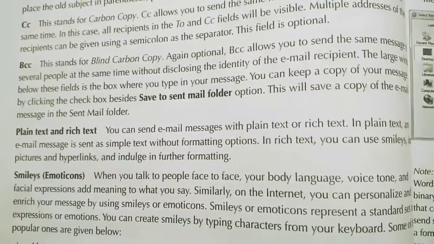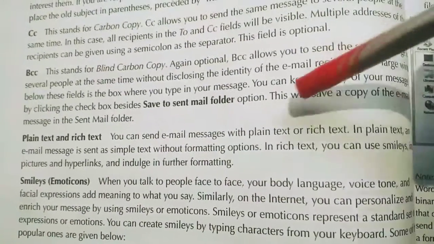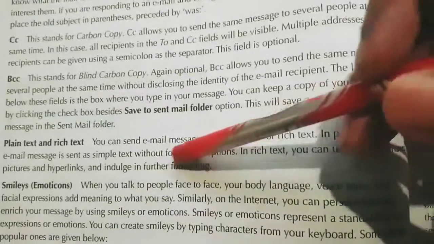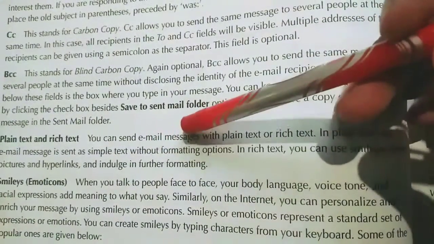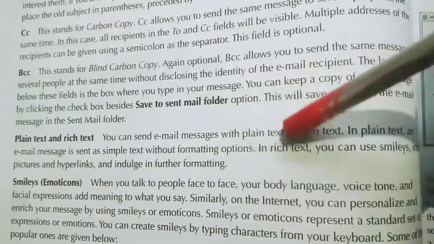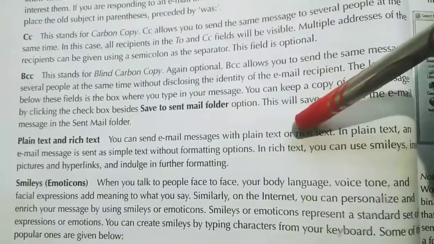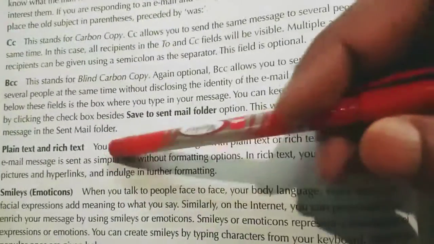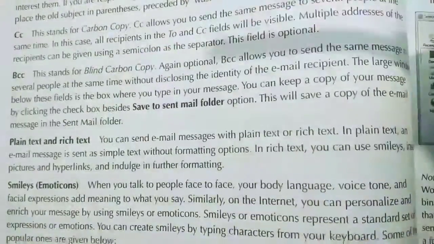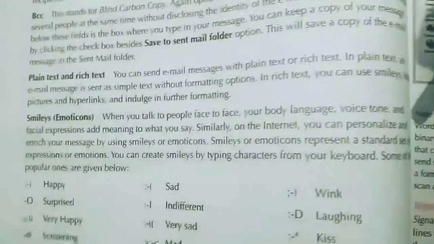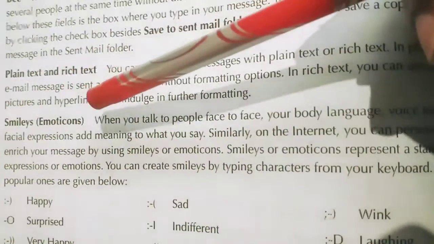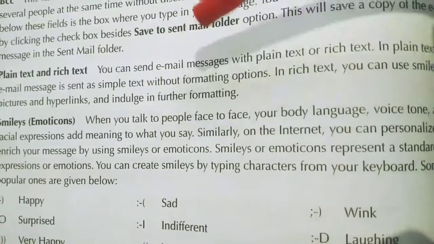Next topic, plain text and rich text. You can send email messages with plain text or rich text. In plain text, the email message is sent as simple text without formatting options. So only simple writing will be there. In rich text, you can use different types of bold letters, italic letters, smileys, pictures, and hyperlinks. So all these are different options. Then smileys. What are these smileys? You can add them to your message.